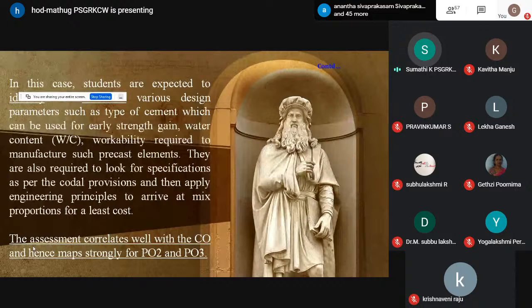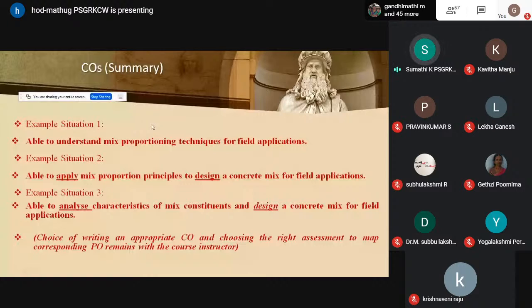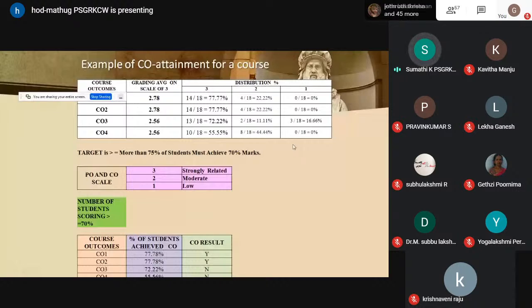So what you have to do is, based on your subject, you have to give different assessments and you have to check whether your course outcomes are mapped with your POs, and you have to formulate a table like this. One thing I want to show is how you have to formulate a table. So I will discuss that in detail now.